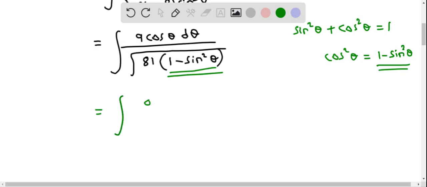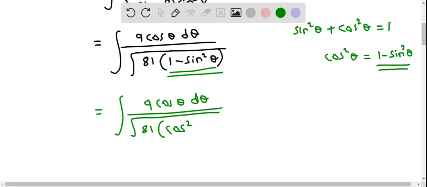So this becomes 9 times cos theta d theta over the square root of 81 times, we replace 1 minus sine squared theta as cos squared theta. So therefore this becomes 81 cos squared theta.